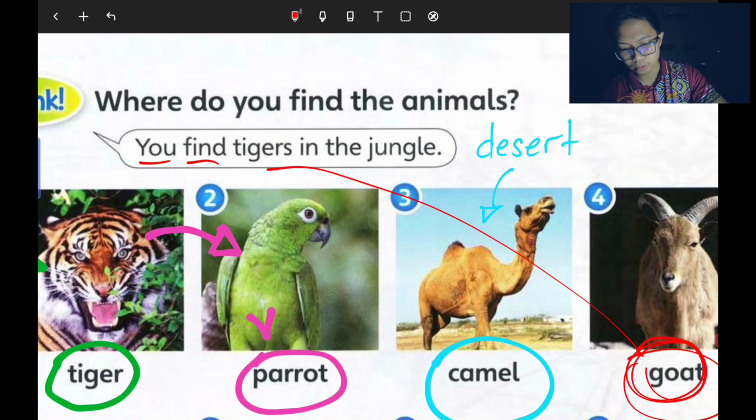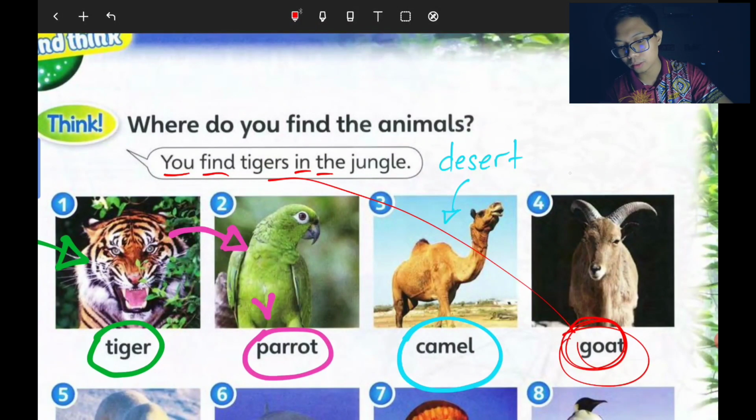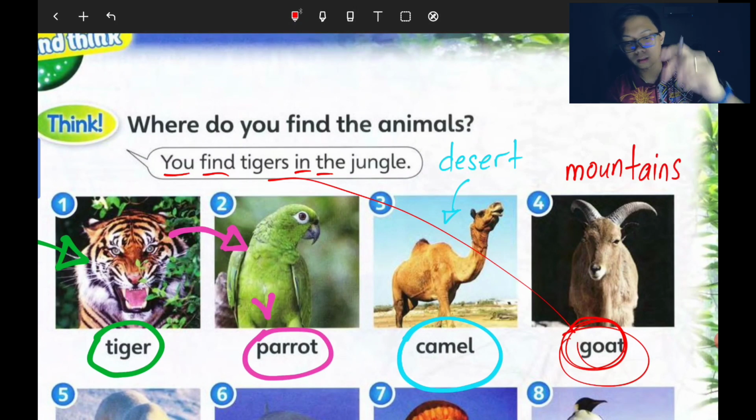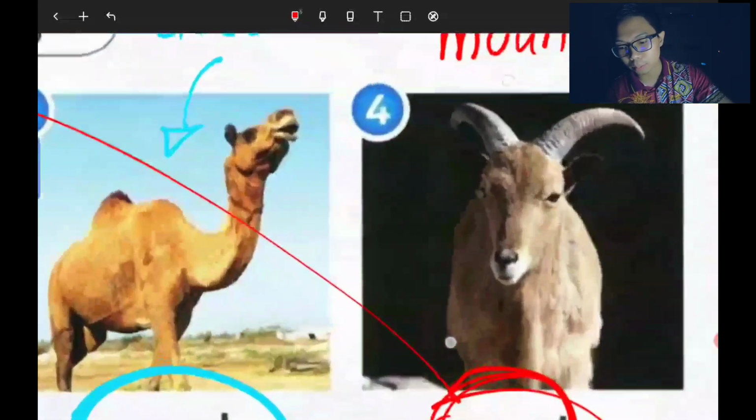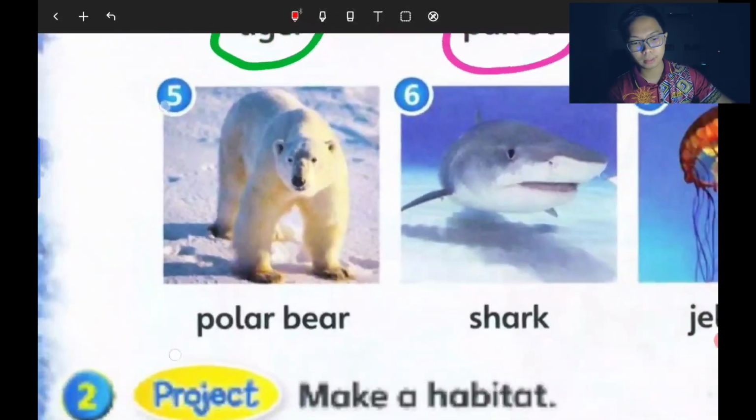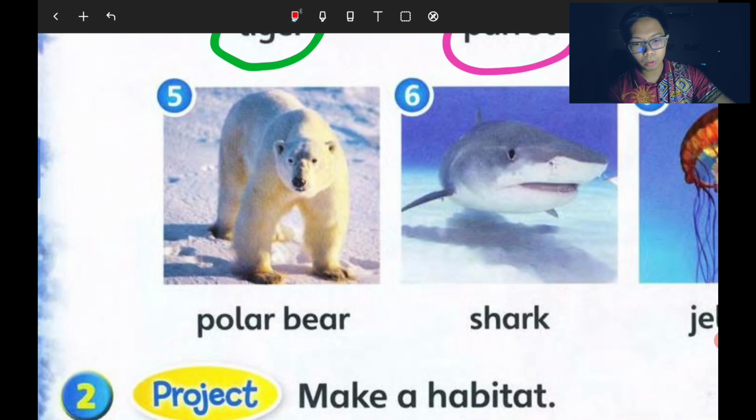Goat in the jungle? No, you find goat in the mountains. Okay, in the mountains, di kawasan gunung. Banyak kambing gunung. Number 5, polar bear.